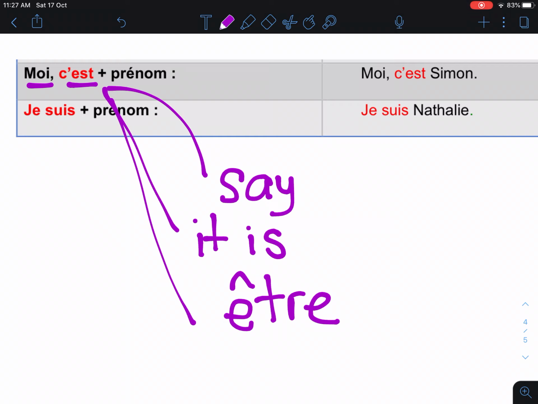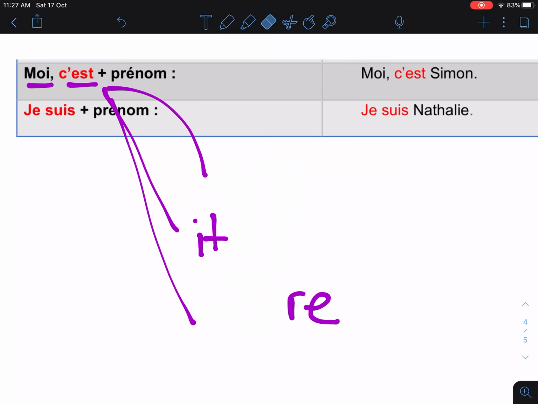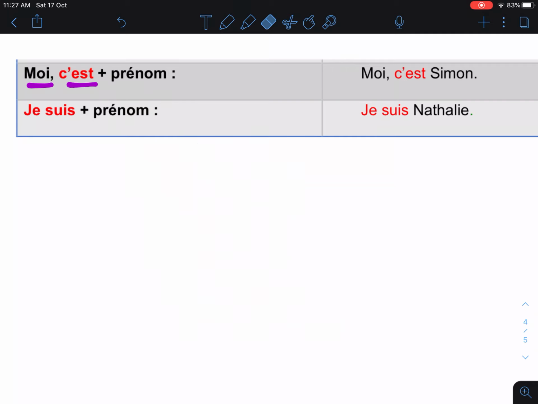So let's take for example my name, Haslinda. Moi, c'est Haslinda. Or moi, c'est Anita. Or moi, c'est Simon. Not chess, but c'est. Just now we used the verb s'appeler to tell people our name: je m'appelle. But here you have c'est. You use the verb être to say that your name is Simon or your name is Haslinda.